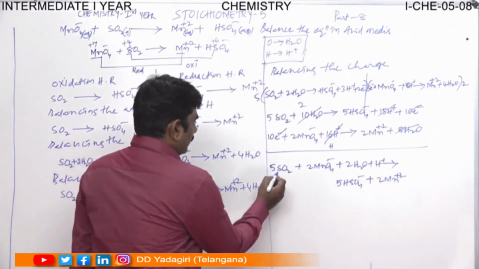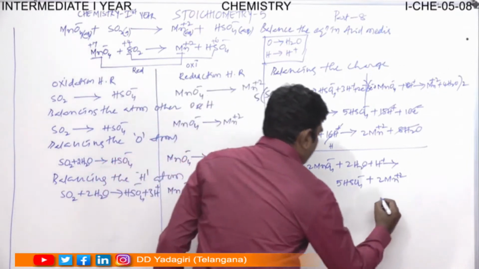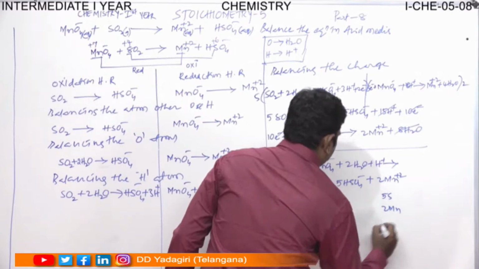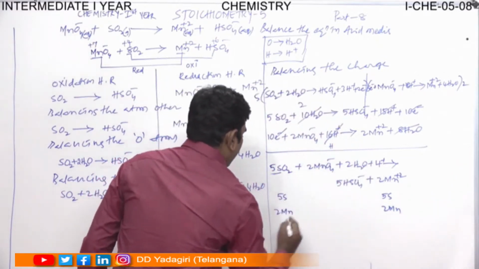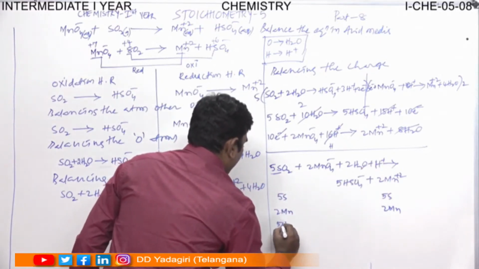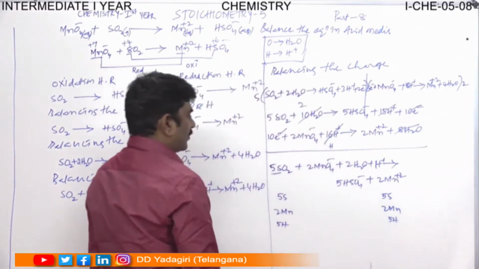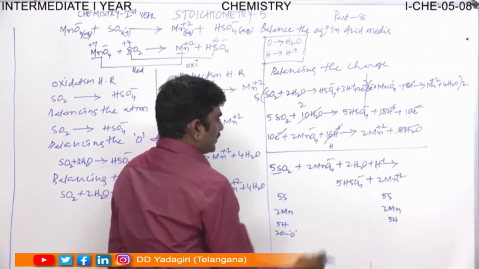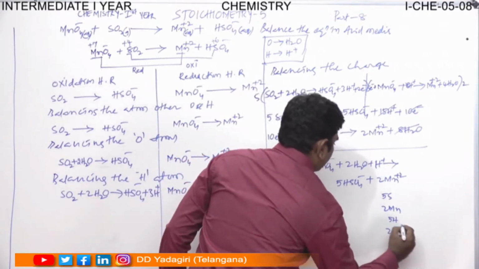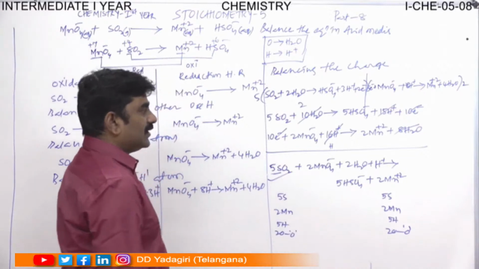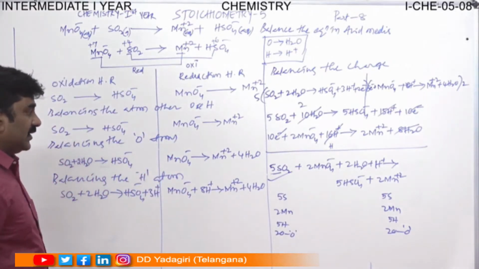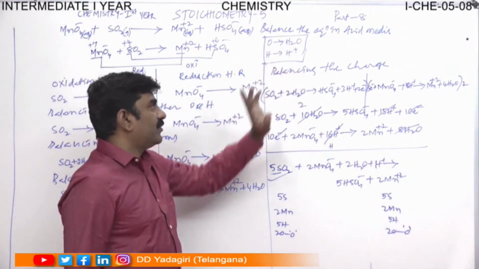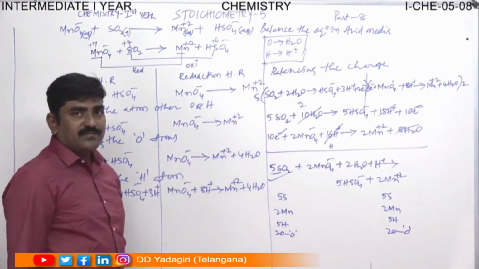So let us check. 5 sulfurs on this side and 5 sulfurs on this side. 2 manganese on this side and 2 manganese on this side. Hydrogens: 4 plus 1, 5 hydrogens, and the product side also has 5 hydrogens. Oxygens: 10, 18, 20, so 20 oxygen atoms, and on this side 5 fours are 20 oxygen atoms. So it is a balanced equation. When balancing in acidic medium, keep in mind: write H2O on the side with fewer oxygens, and H+ on the side with fewer hydrogens. Important step: balancing of charges.